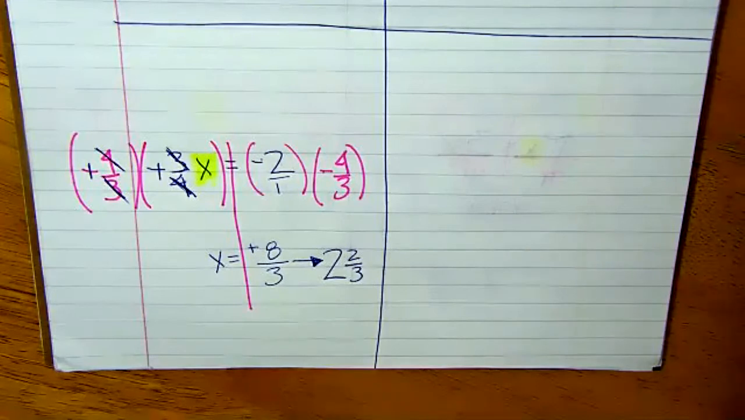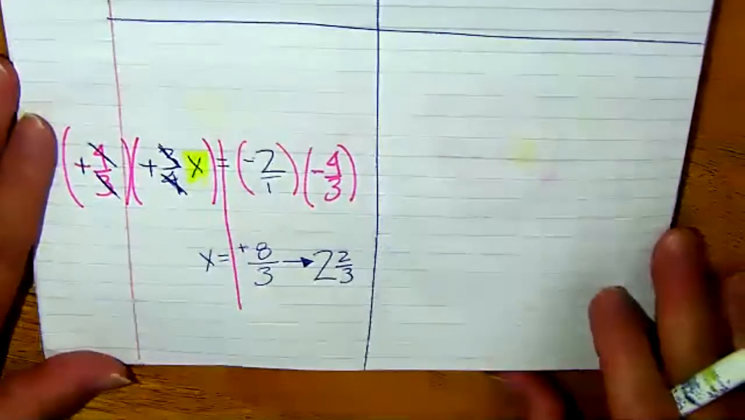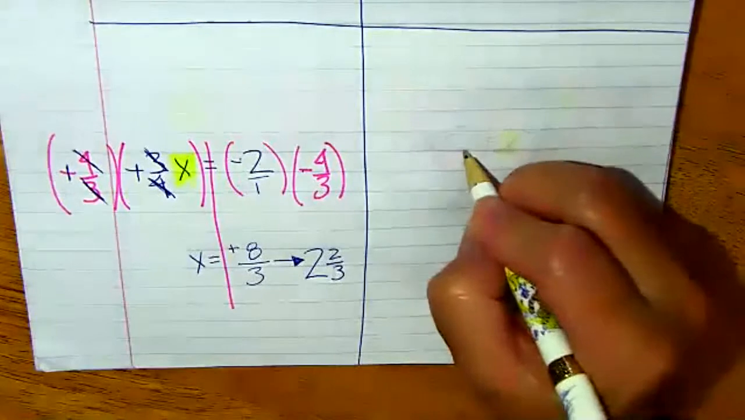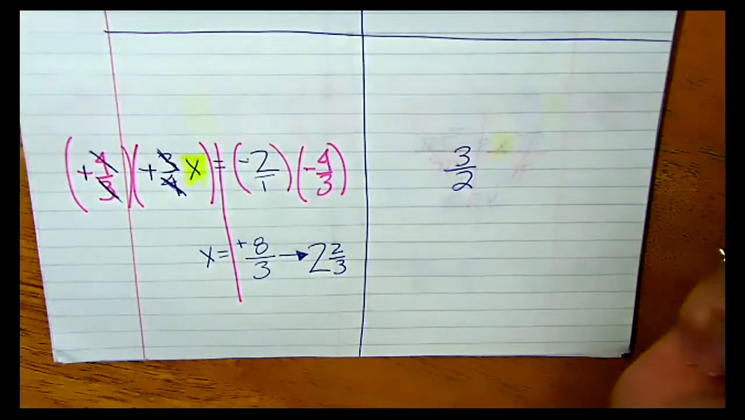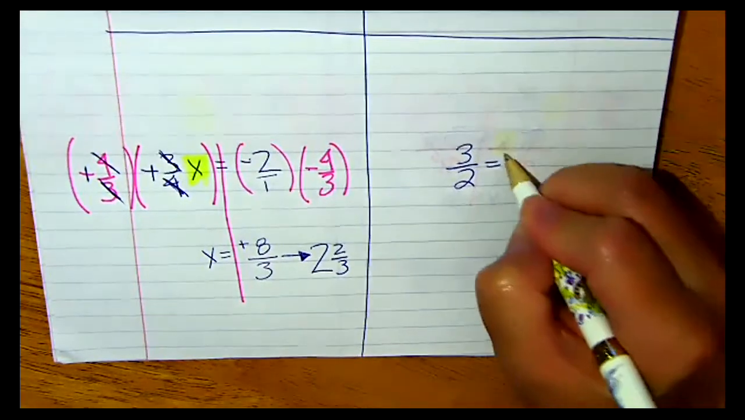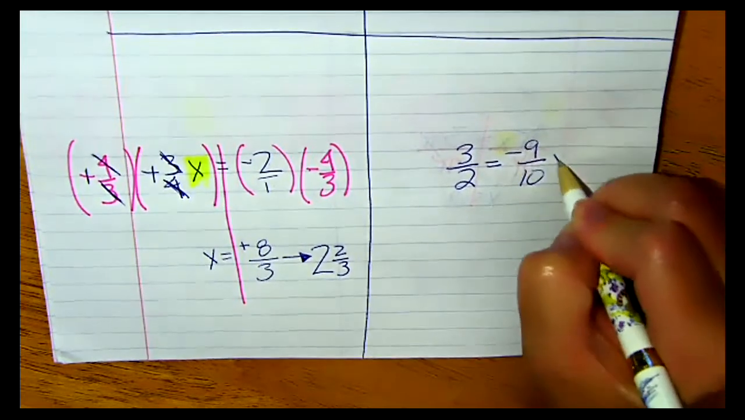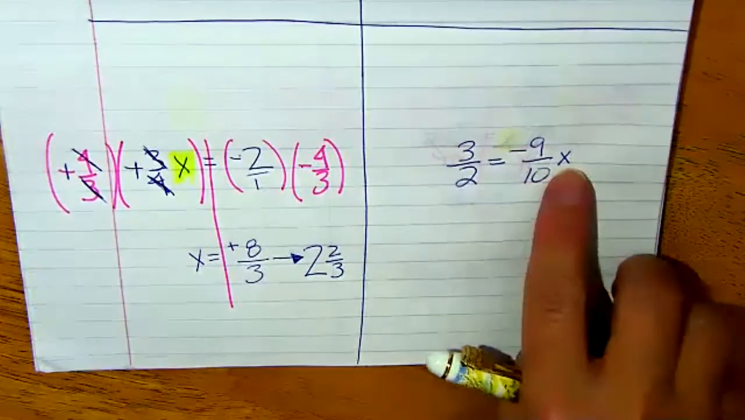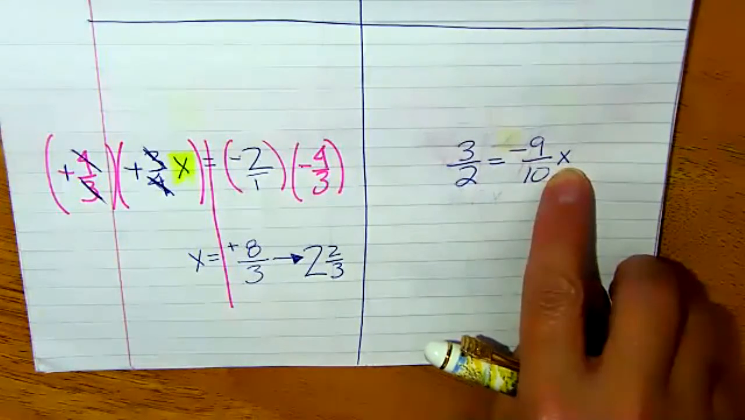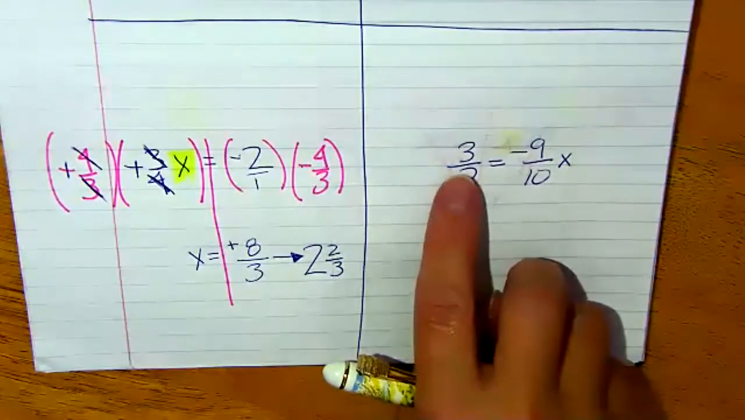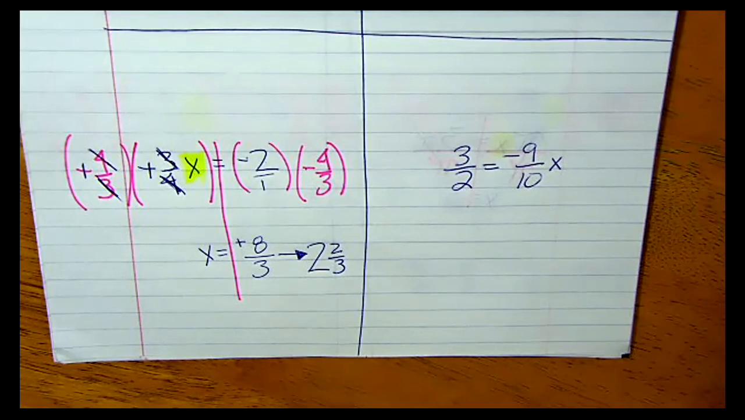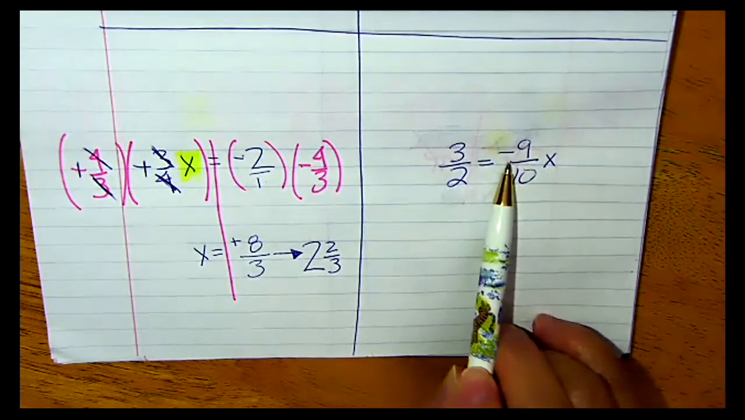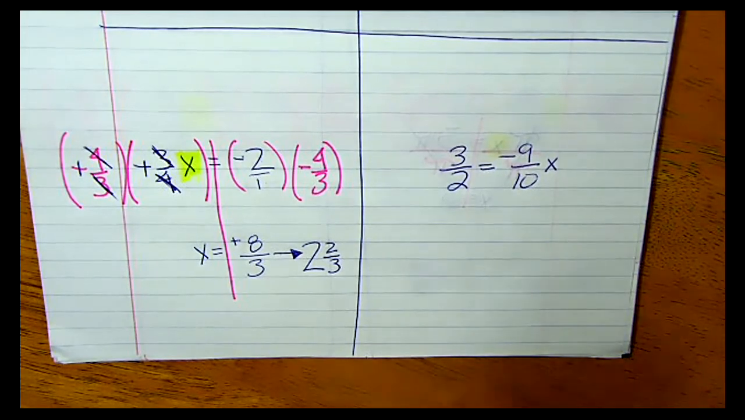Okay, let's take this one step further. 3/2 equals -9/10 x. Okay, so I say I have a fraction times my variable, but instead of equaling a whole number, it equals a fraction. Okay, that's not too bad. I think I can handle that. I also have a positive number and a negative number. I need to pay attention to my signs.